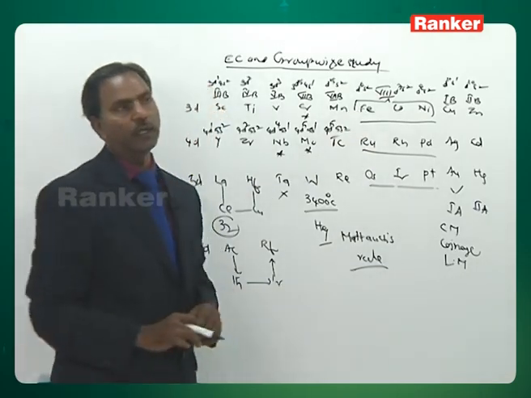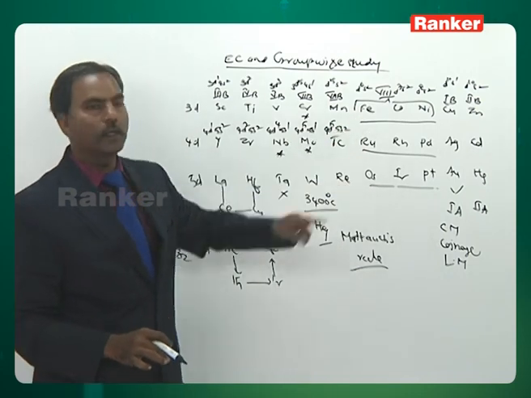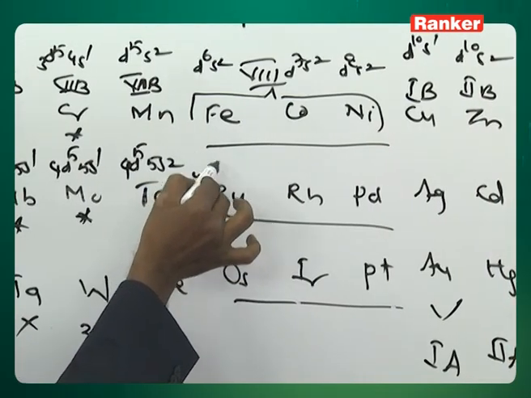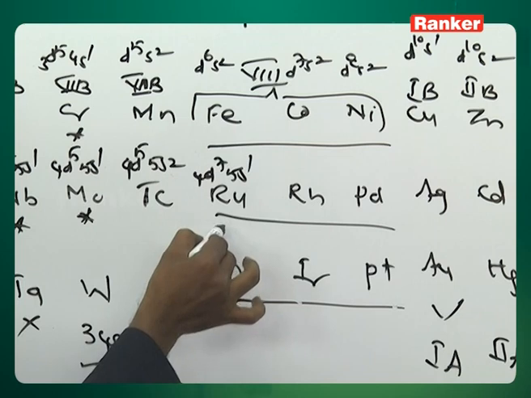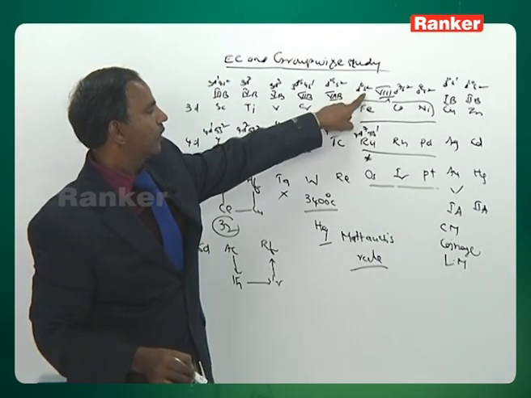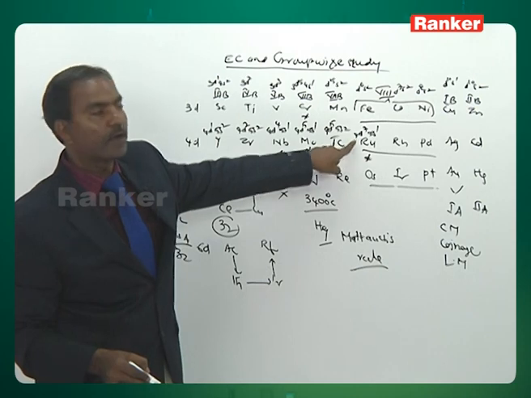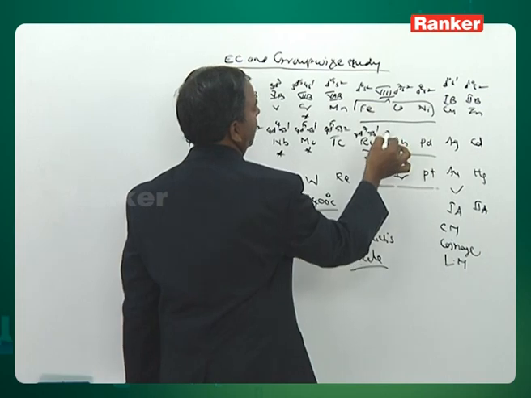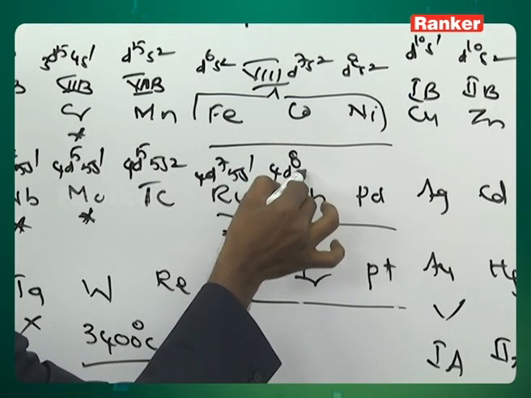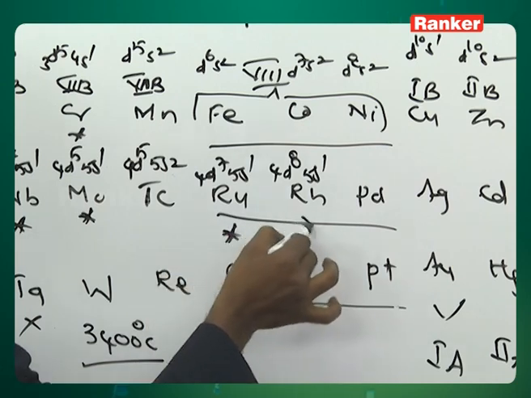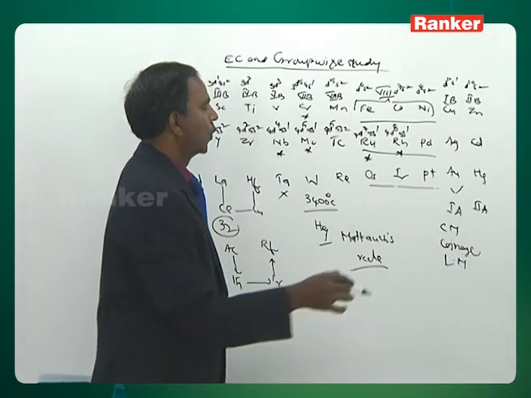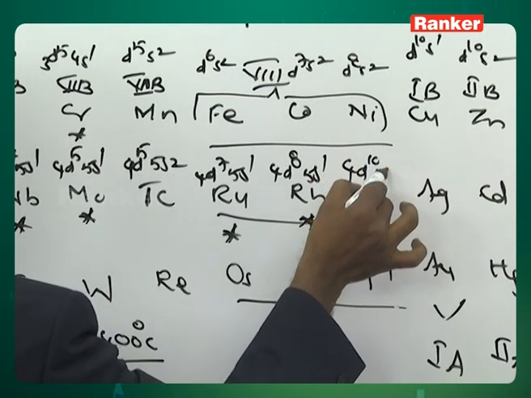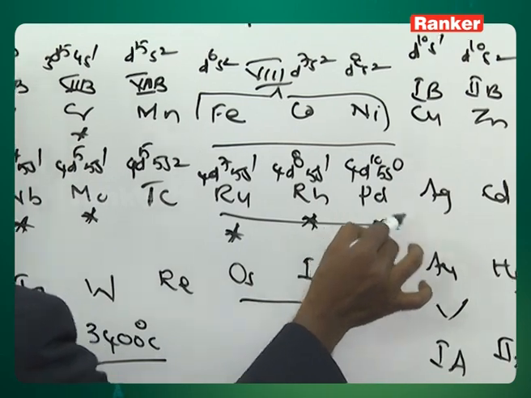Ruthenium: in the case of iron it is d6, so it should also be d6, but it is not. It is 4d7 5s1. See, an exception. It is not following the configuration d6 s2, but d7 s1. And rhodium also is not d7 s2, it is 4d8 5s1. This is an exception, and this is also an exception. Palladium's electronic configuration is not d8, it is 4d10 5s0. It is also an exception.